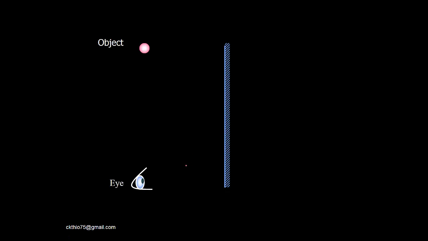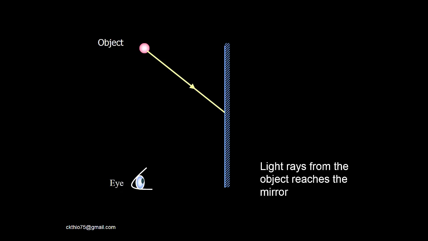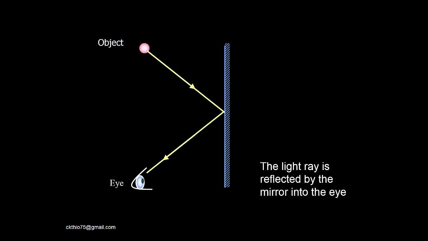So this is another illustration. You have the object over here, you have the eye over here, and how do we see the image of the object inside the mirror? The light ray strikes the object, from the object reaches the mirror, and it bounces off according to the laws of reflection. If you draw a normal line over here, the angle of incidence will be equal to the angle of reflection.